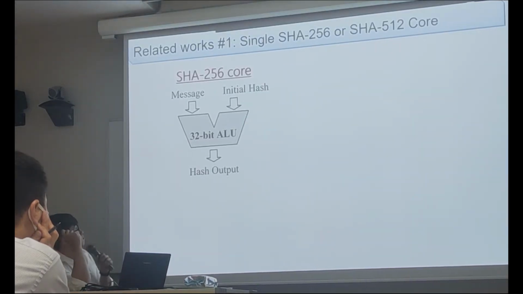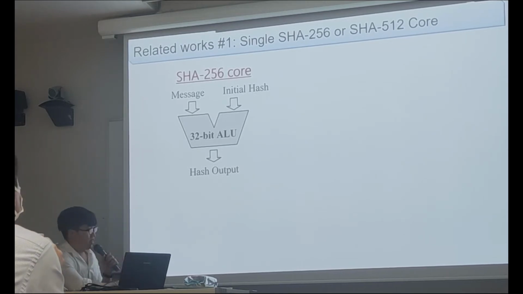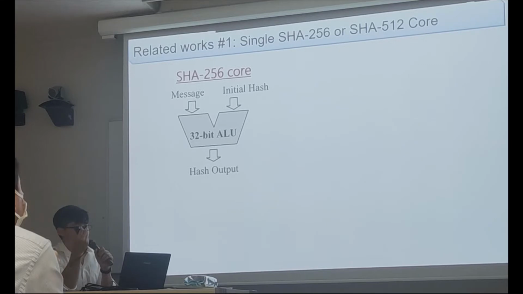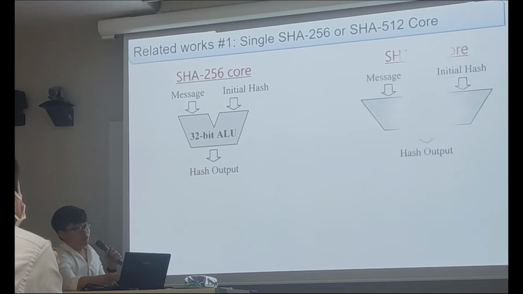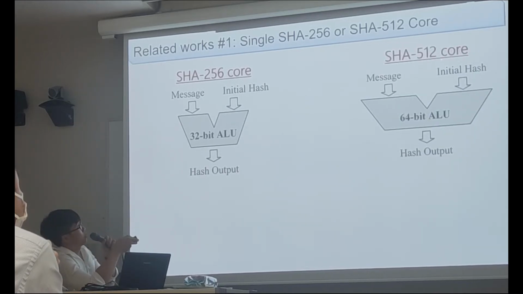Now, before going to my architecture, let's look at the previous work. It depends on the characteristic and the architecture, and I will divide it into four groups. Group 1 is a single SHA-256 or SHA-512 core. Even for SHA-256 or 512 cores, they use a 32-bit ALU or a 64-bit ALU.